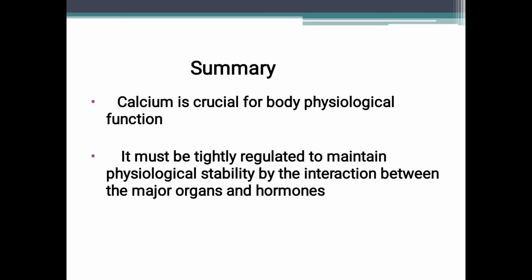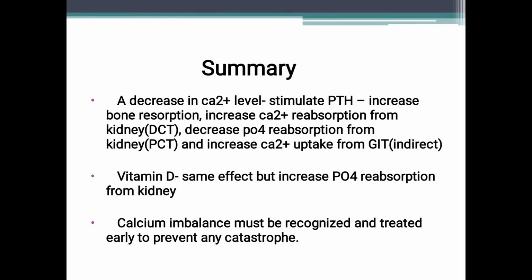Summary: calcium is crucial for the body's physiological function. It must be tightly regulated to maintain physiological stability by the interaction between the major organs and hormones. You know the 3 major organs and the 3 major hormones involved in maintaining the normal calcium level. A decrease in the calcium level stimulates parathyroid hormone. So it increases bone resorption, increases calcium reabsorption from the kidney, decreases phosphate reabsorption from the kidney, and increases calcium uptake from the GIT. Vitamin D has the same effect, but increases phosphate reabsorption from the kidney.